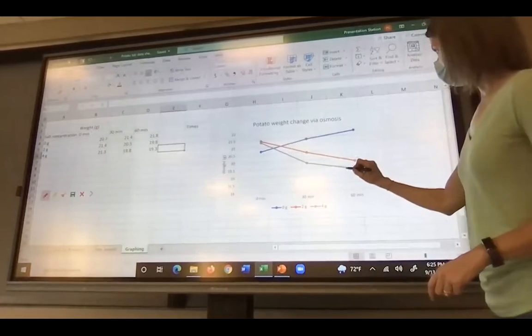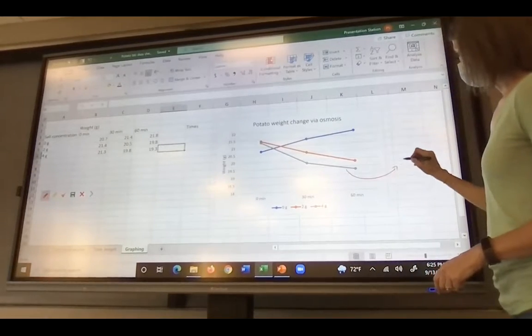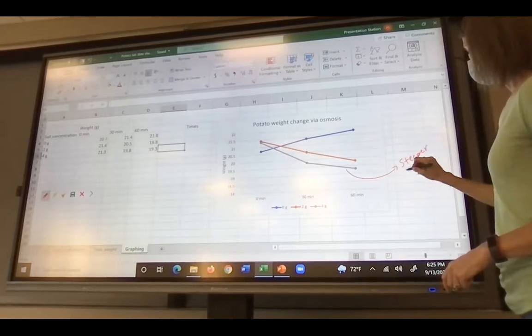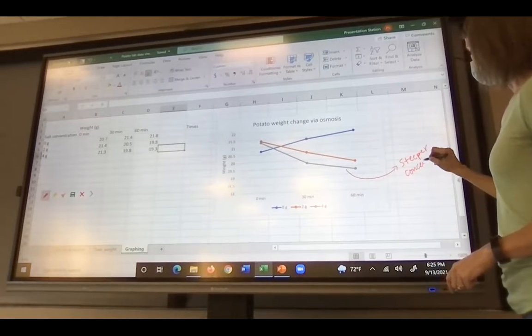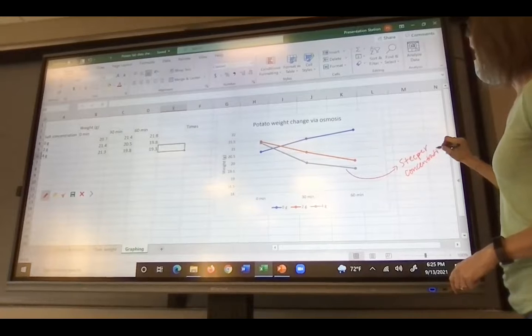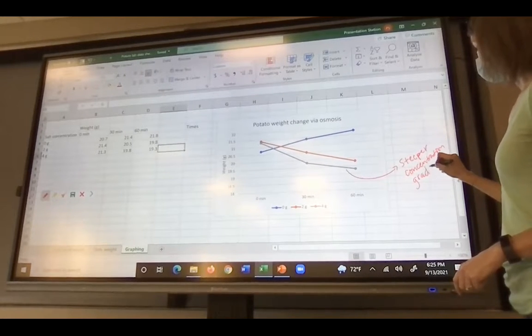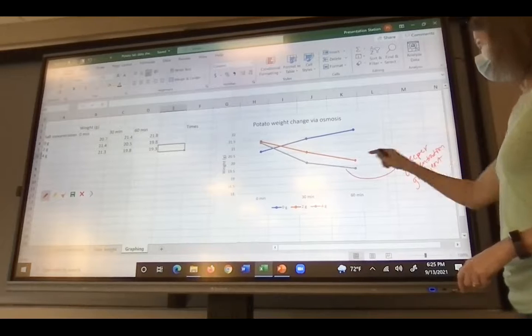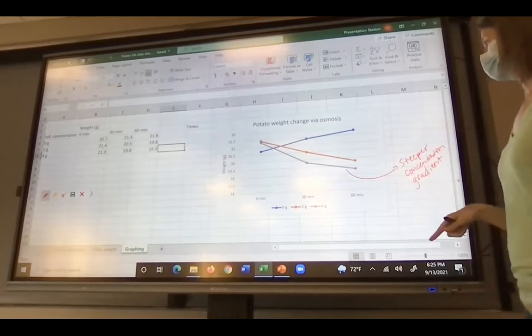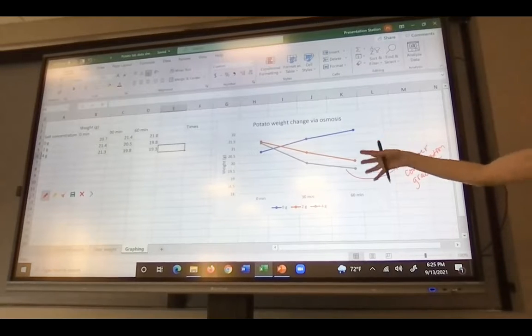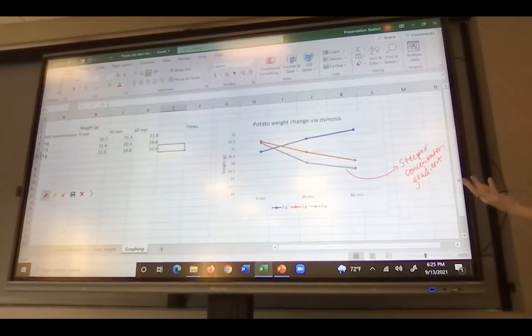So this gray line is the 4 gram one. The difference between the salt concentration inside and outside that potato is a lot greater in that 4 gram treatment compared to the 2 gram. So we say that's a steeper concentration gradient, which means it's gonna pull even more water out. So it just has more of an effect.